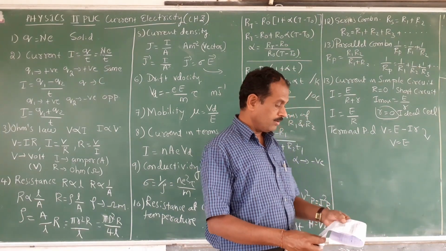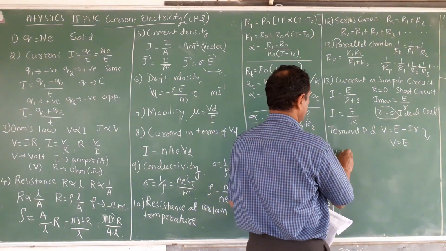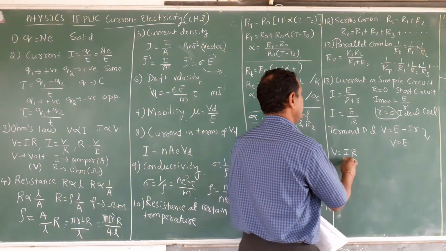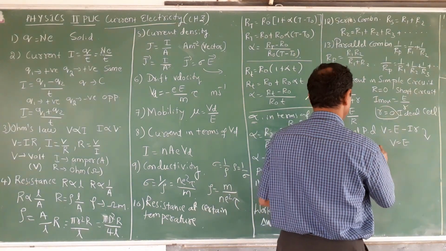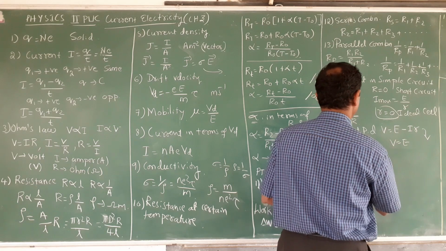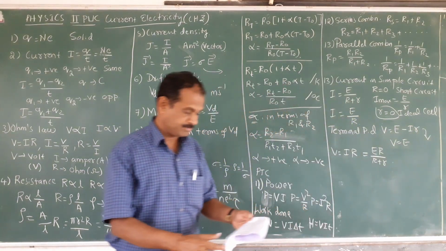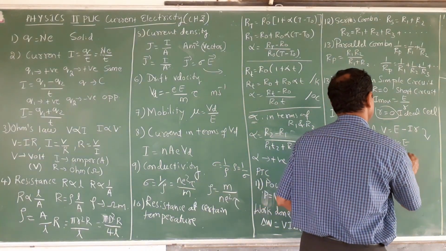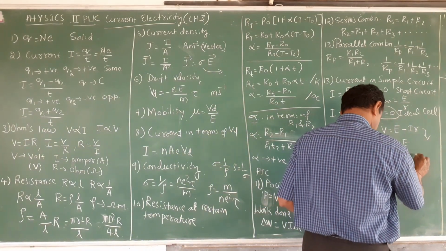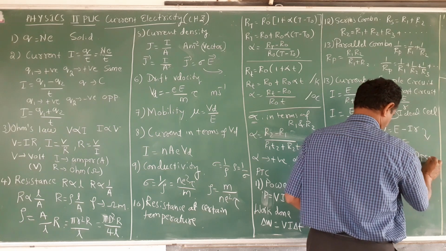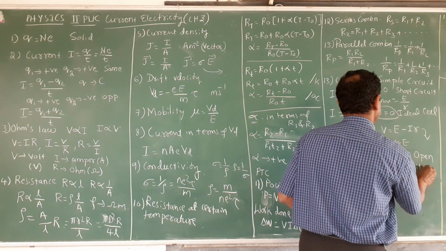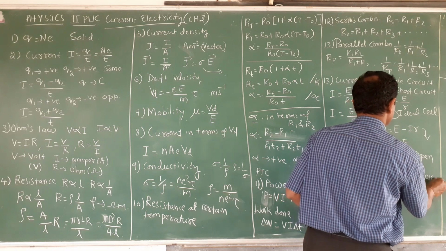Yes. Now, terminal potential difference is also taken according to this one. V is equal to I into R. This is also equal to E into R divided by R plus r. This is also an expression for terminal potential difference. If R is equal to infinity, this is said to be an open circuit. If R is finite, this is said to be a closed circuit.